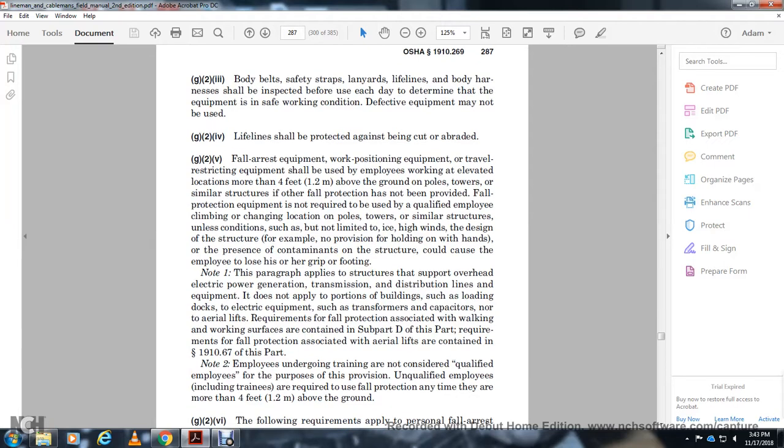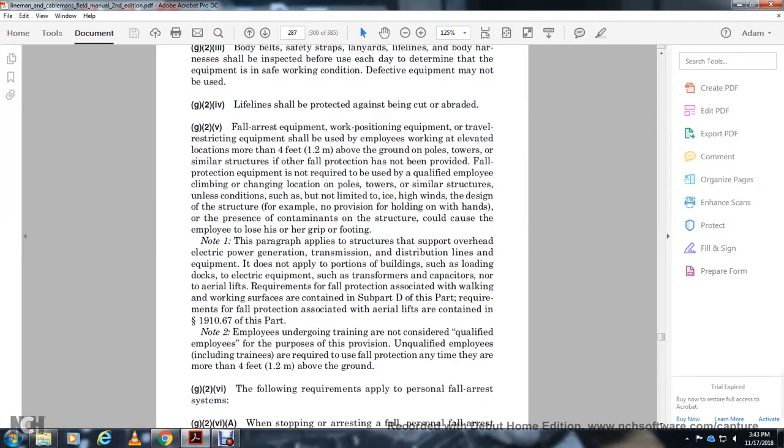The note to this paragraph applies to structures that support overhead electrical power generation, transmission, and distribution lines and equipment. It does not apply to portions of buildings and loading docks for electrical equipment that serves transformers or aerial lifts. Requirements for fall protection associated with walking and working surfaces are contained in subpart D of this part. Requirements for fall protection associated with aerial lifts are contained in section 1910.66 or 67 of this part. Employees undergoing training are not considered qualified employees for the purpose of this provision. Unqualified employees, including trainees, are required to use fall protection any time they are more than 4 feet above the ground.